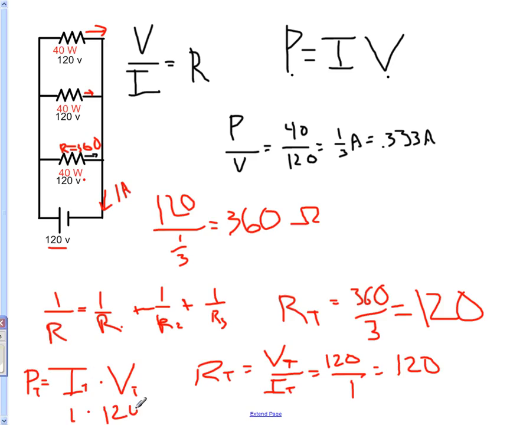Now you'll also notice that if you just added 40 watts plus 40 watts plus 40 watts, the power will still work out. If you added them all up, it's 120 watts. So you could have done adding all three together, 40 plus 40 plus 40 equals 120, or total power equals total current times total voltage. Total current was 1, total voltage is 120, and you get, once again, 120 watts with your power. And that's how you do question number 1 on the lab.